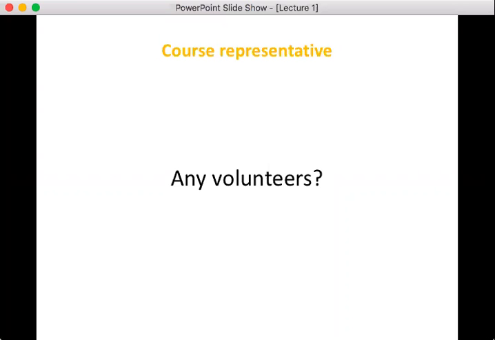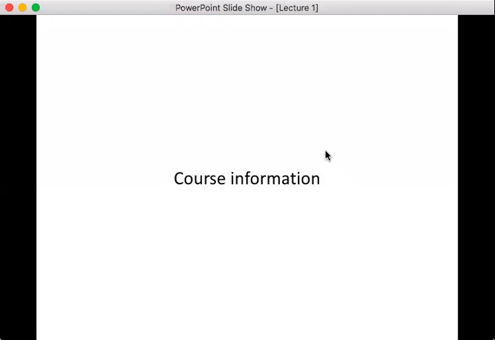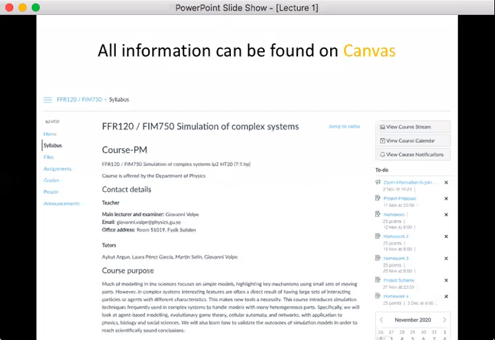Okay, so let's start. First of all, the information about the course is contained in Canvas. If you go on Canvas, you will find the syllabus and all the other information. So everything I say should be there.